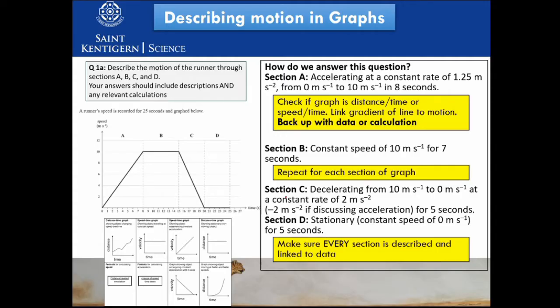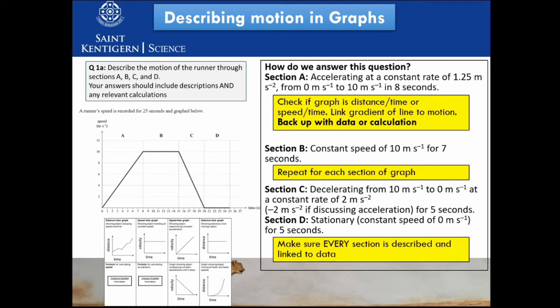Okay. So describing motion in graphs. This is also from a past paper. Describe the motion of the runner through section A, B, C, and D. Your answer should include descriptions and any relevant calculations. So a runner's speed is recorded for 25 seconds. You can see. Now, how do we answer this question?